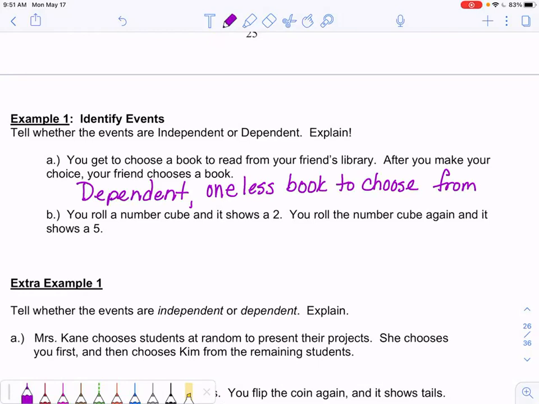Does the fact that I got a 2 the first time change the fact that I got a 5 the second time? Emma, what do you think? Did the fact that I got a 2 the first time change the fact that I was going to get a 5 the second time? No. So this is called an independent event. You could say your possibilities did not change, or your outcomes, your choices. We'll say your choices did not change.